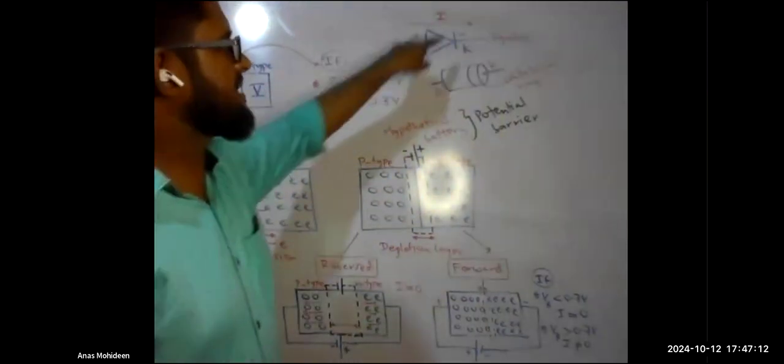Did you understand? Is that clear? So whenever plus to plus, minus to minus is connected, forward biased. Plus to minus, minus to plus connected, reverse bias, where there is no current passing. Take a screenshot.